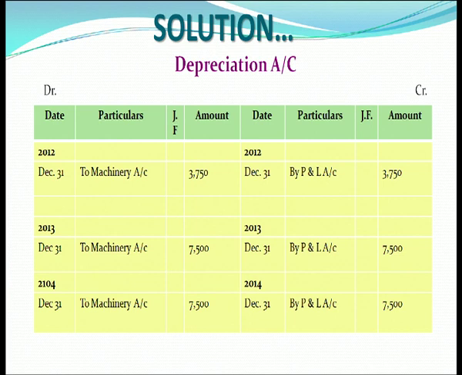Similarly, next year also, so 2013, again on 31st December, we would be charging our depreciation account with the amount of depreciation so provided in the machinery account for 7500, and again on the same day it will be transferred to the profit and loss account, and the process keeps on repeating till the useful life of the asset. So this is how the machinery and the depreciation account are prepared under the straight line method.